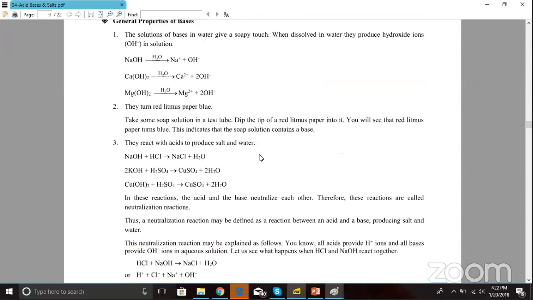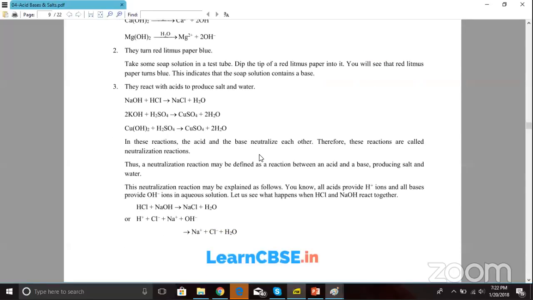Suppose you want to test whether something contains a base or not, we can take soap solution, because soap contains NaOH, which is a base. If you dip red litmus paper in the soap solution, it turns blue. It indicates that the soap contains a base. Then the bases can react with acids to produce salt and water.